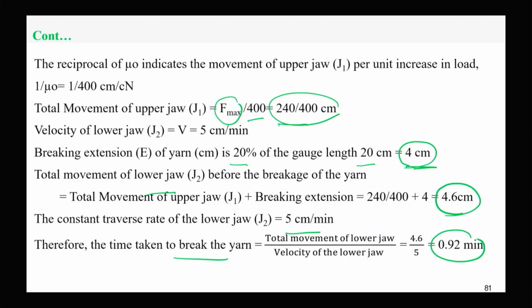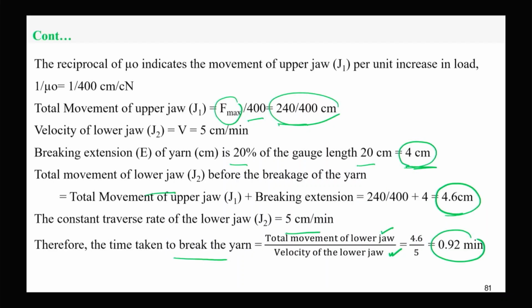So we can calculate the time required to break the yarn: the total movement of the lower jaw divided by the velocity of the lower jaw. So 4.6 by 5, which is 0.92 minute. In seconds, 0.92 minute means 55.2 seconds.